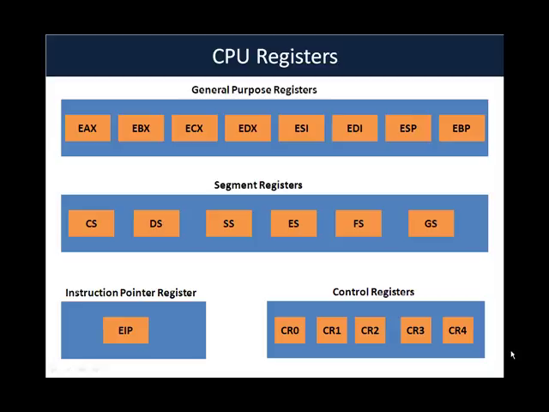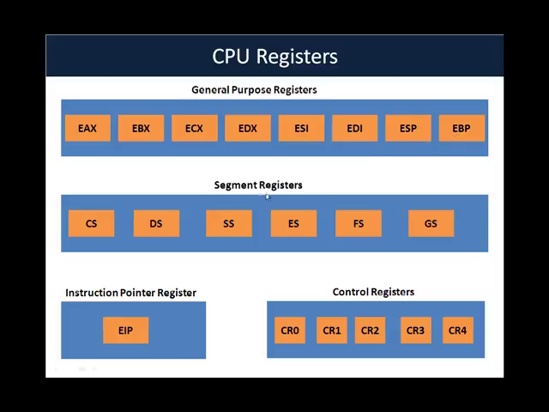Now, very broadly, there are four kinds of CPU registers. The first is the general purpose CPU register. Now, there are approximately 8 general purpose CPU registers: EAX, EBX, ECX, EDX, ESI, EDI, ESP, and EBP. These are generally used during various calculations which happen inside the CPU. We'll dive into more detail about these registers in the next slide.